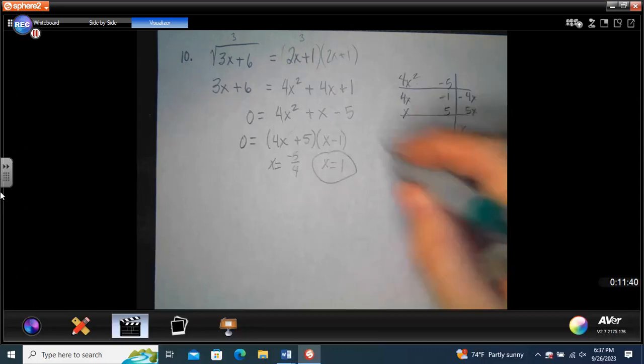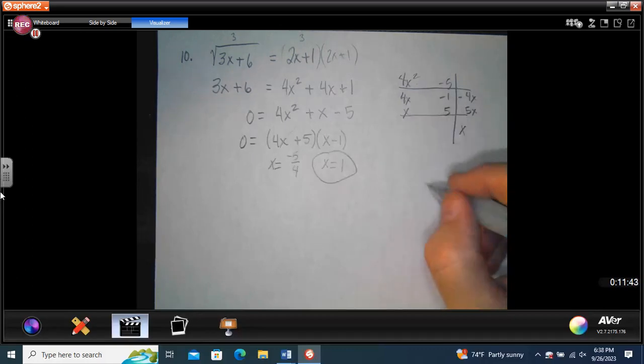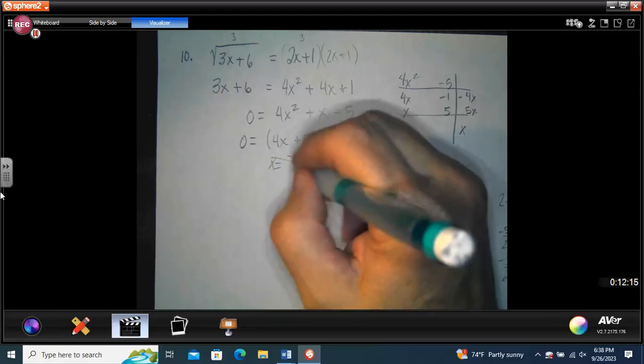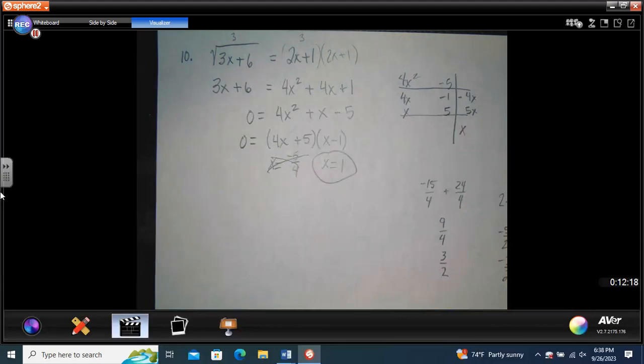And if I throw in negative 5/4 times 3 is negative 15 over 4 plus 6, which would be 24 over 4, which would be 9 over 4, which is 3 halves. So I would have 3 halves on the left. And then 2 times negative 5/4, which would be negative 5 halves, plus 1 is negative 3 halves on the right. And so that doesn't work. So that's my extraneous root, and my answer is 1.